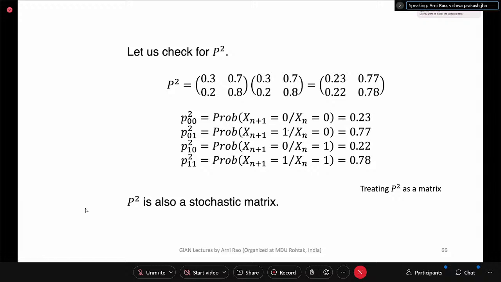Someone, I think, needs to be muted. A lot of echo I'm getting. It's Viswa Prakash Jha, the mic is on.